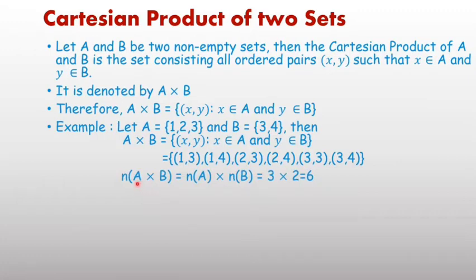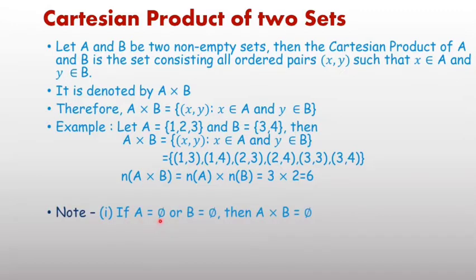Now, the number of elements in A × B. You can easily count the number of elements in A × B: 1, 2, 3, 4, 5, 6. As a formula we can apply: number of elements in A × B equals n(A) times n(B). The value of n(A), the number of elements in set A, is 3. The number of elements in set B is 2. The product is 6, which means the number of elements in A × B is 6.